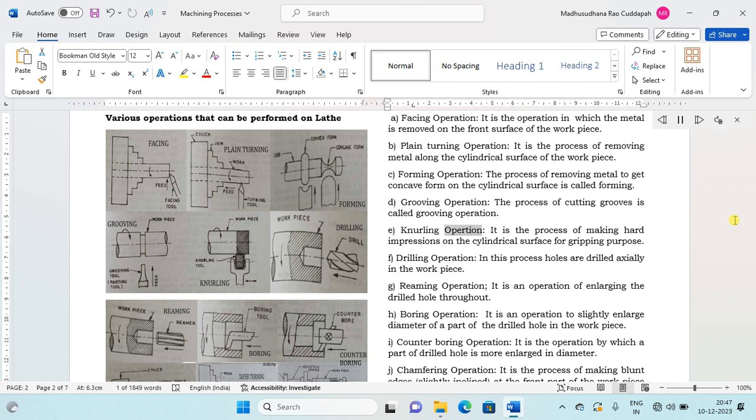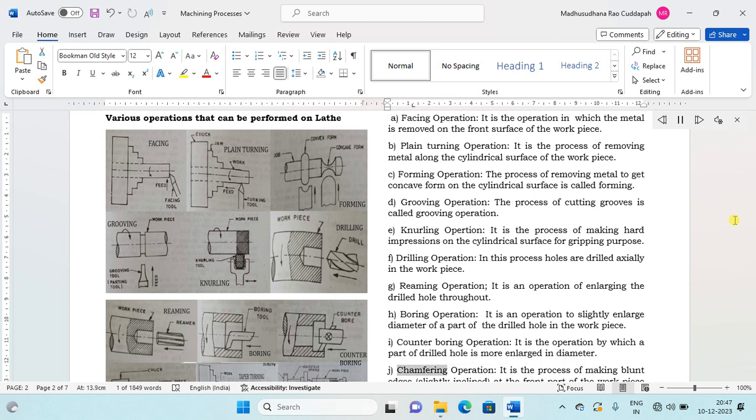E. Knurling operation. It is the process of making hard impressions on the cylindrical surface for gripping purpose. F. Drilling operation. In this process holes are drilled axially in the workpiece. G. Reaming operation. It is an operation of enlarging the drilled hole throughout. H. Boring operation. It is an operation to slightly enlarge diameter of a part of the drilled hole in the workpiece. I. Counter boring operation. It is the operation by which a part of drilled hole is more enlarged in diameter.